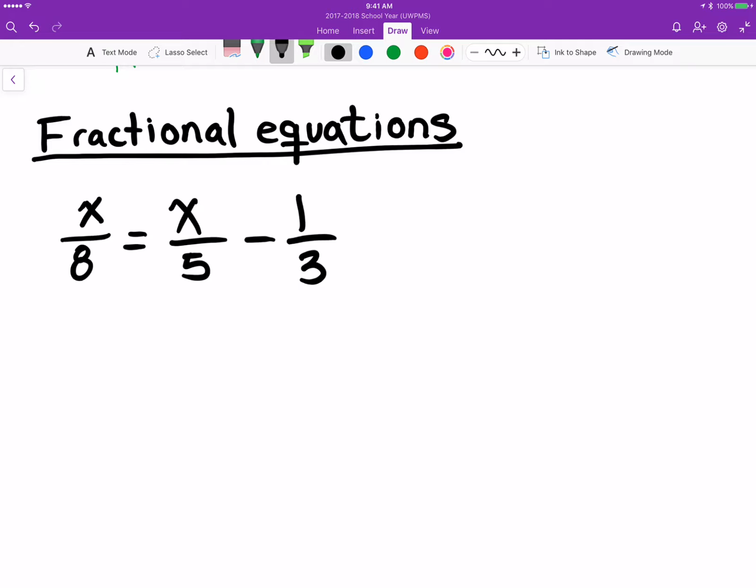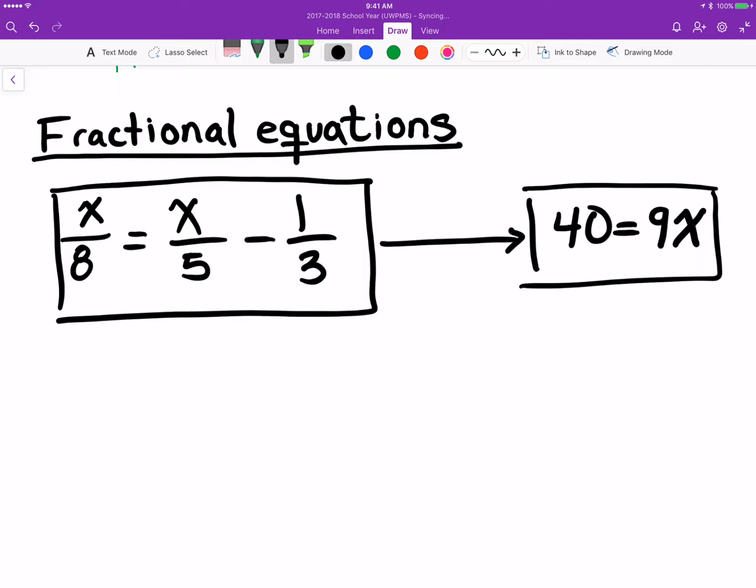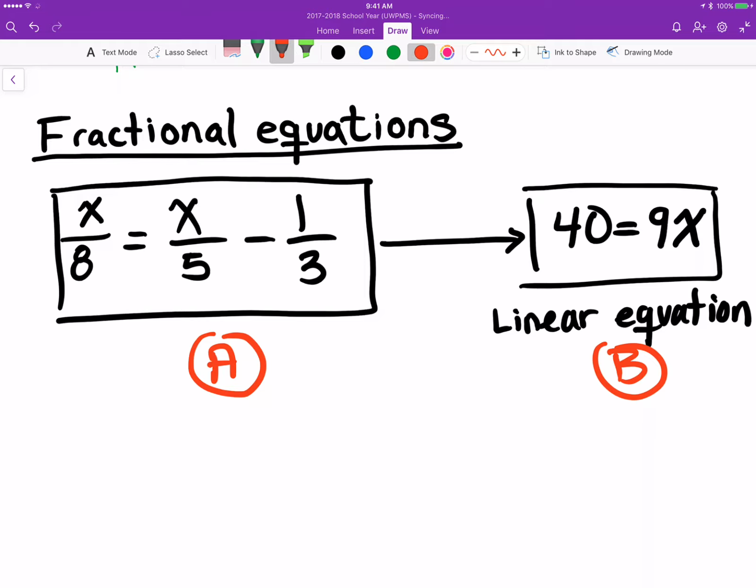Okay, now we have a little more of a complex equation. They are our fractional equations, and I'm going to show you how to get from, again, A to B, to this linear equation, the equation of a line, a linear equation, from A to B.